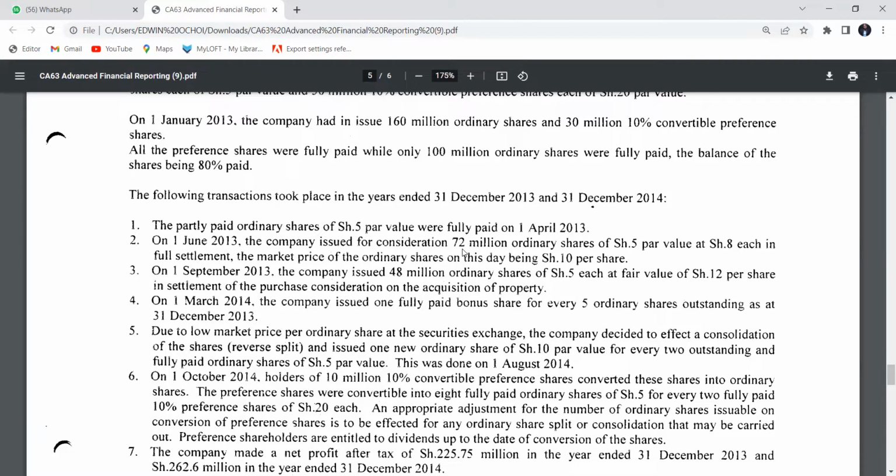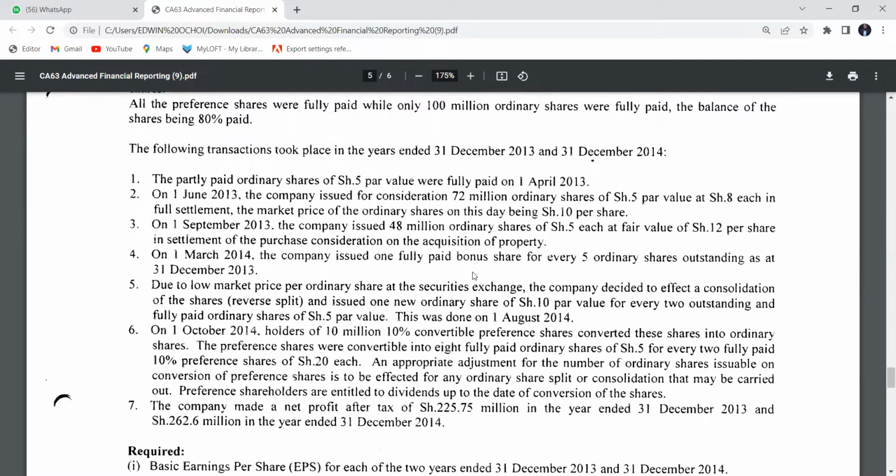On 1st March 2014, the company issued one fully paid bonus share for every 5 ordinary shares outstanding as at 31st December 2013. Number 5, due to low market price of ordinary shares at the Securities Exchange, the company decided to effect a consolidation of the shares, a reverse split, and issued one new ordinary share of shillings 10 par value for every 2 outstanding and fully paid ordinary shares of shillings 5 par value. This was done on 1st August 2014.